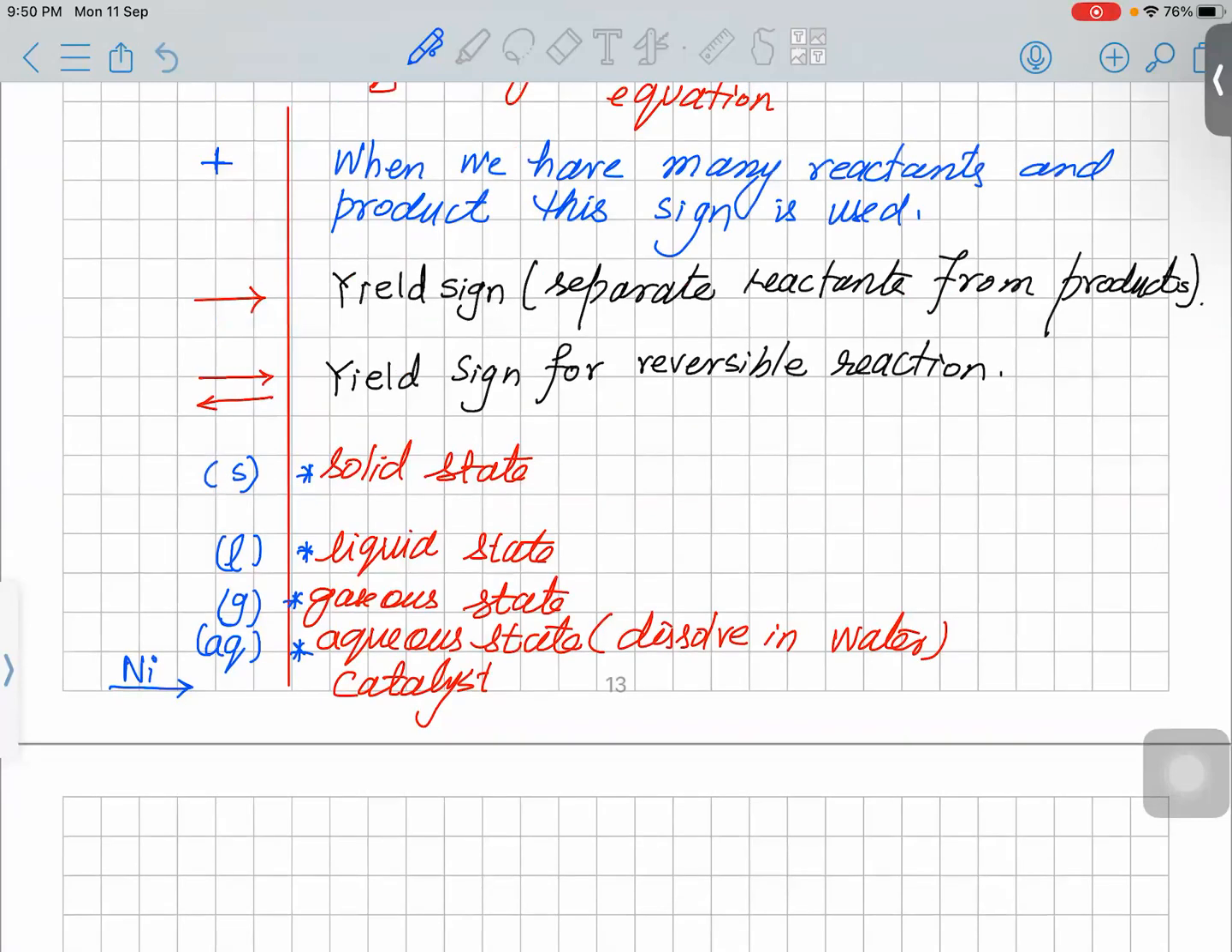Now another is triangle. Triangle means heat. Triangle means provide heat. Any question? So what do you mean by provide heat? Like, where do we use this triangle? Few reactions do not happen at room temperature, right? They need heat. You have to provide heat. That's why heat is written. Okay.